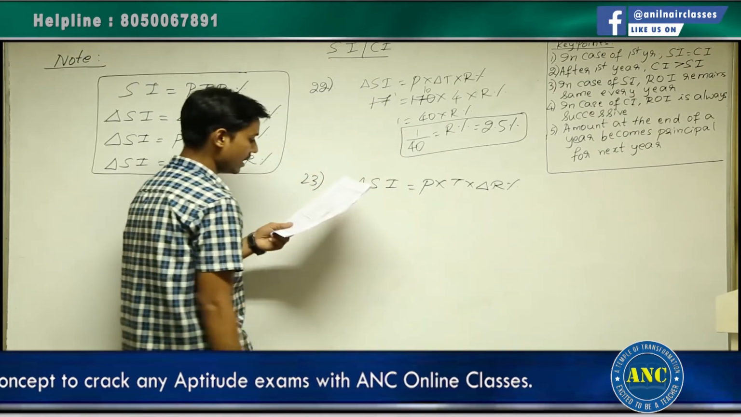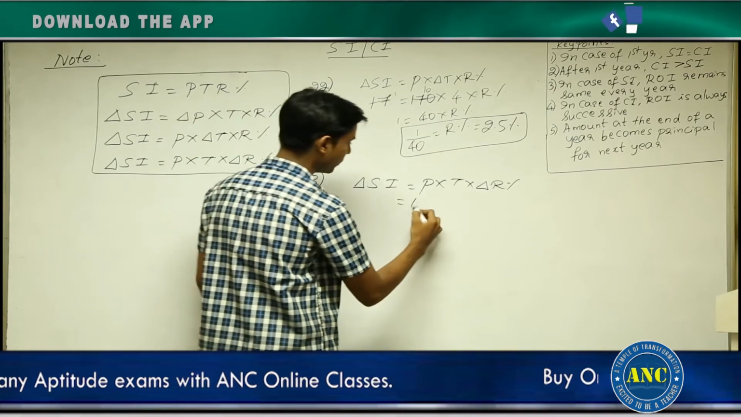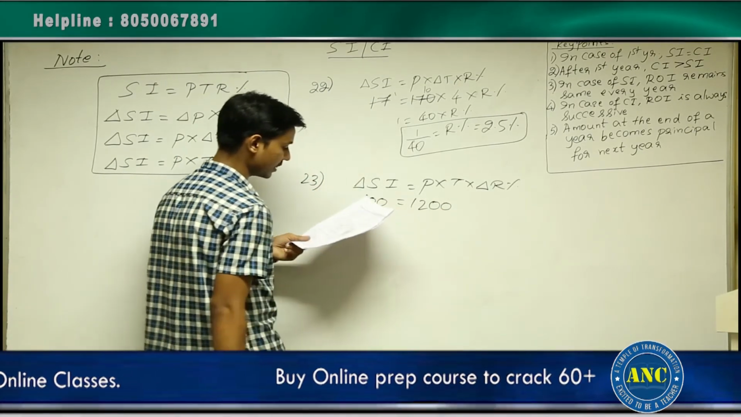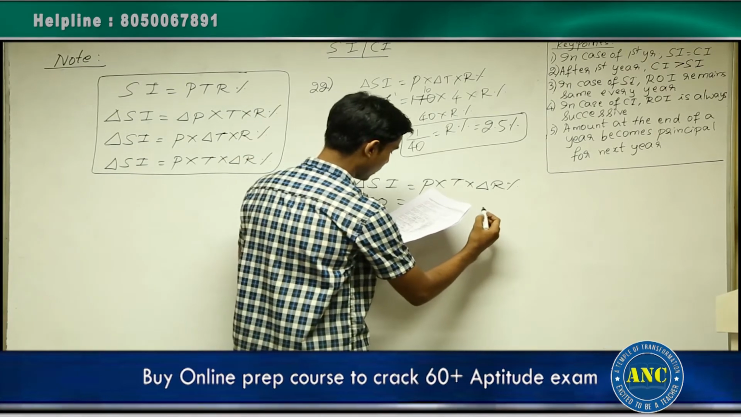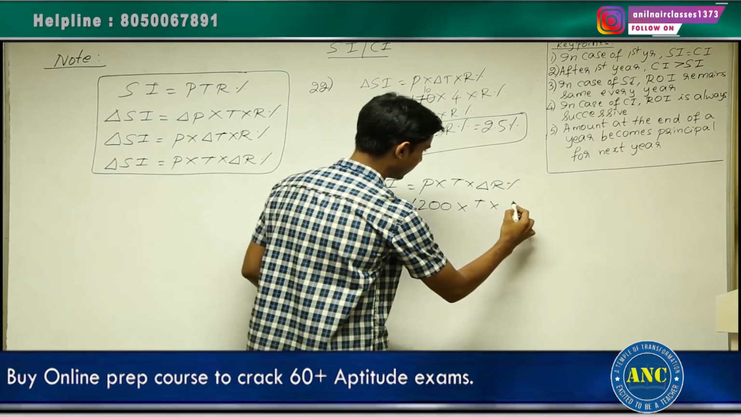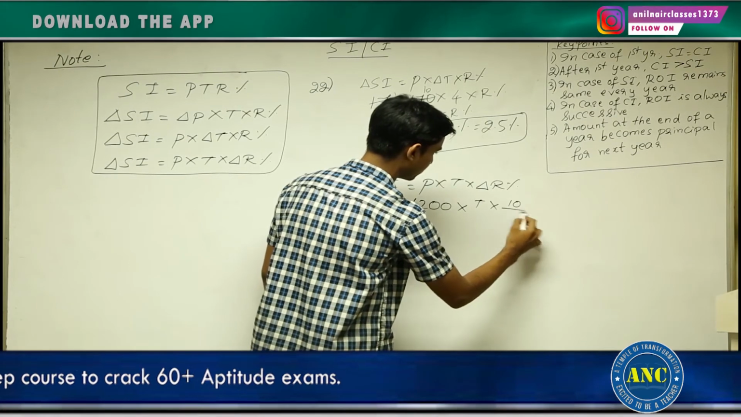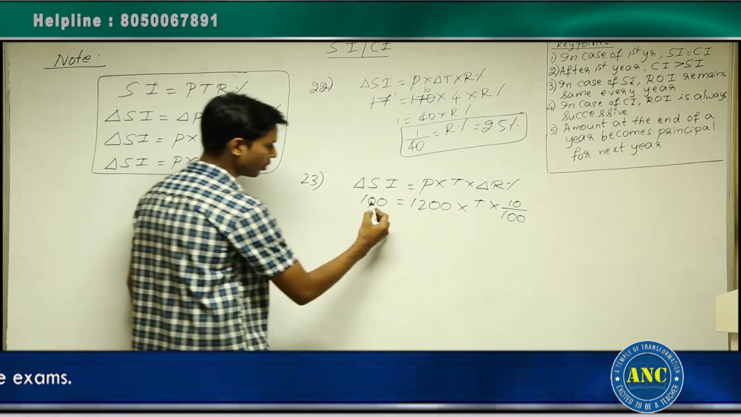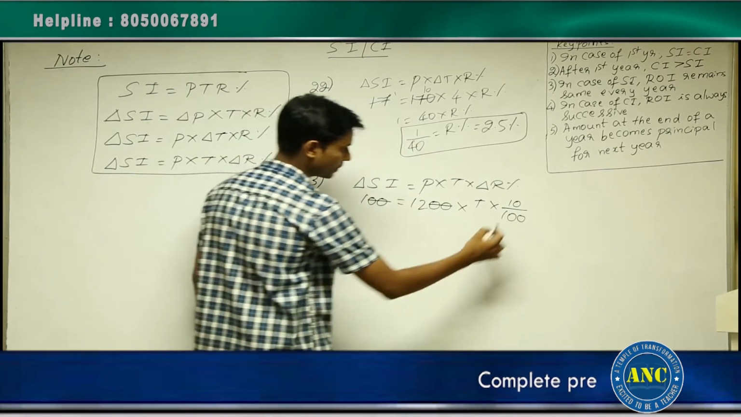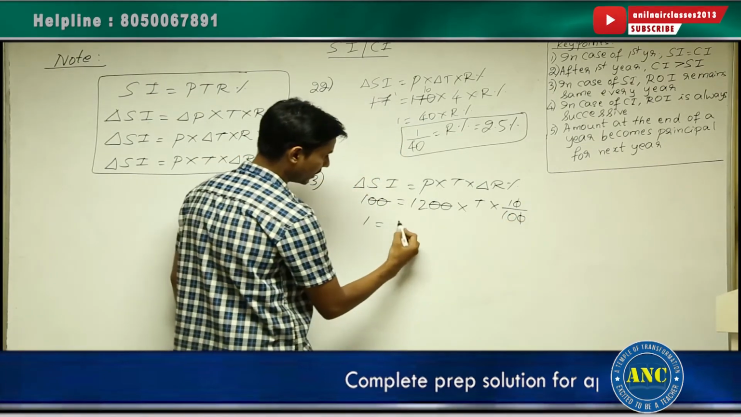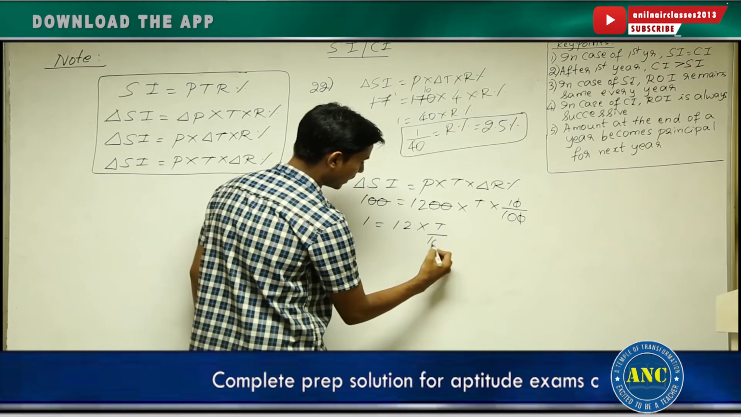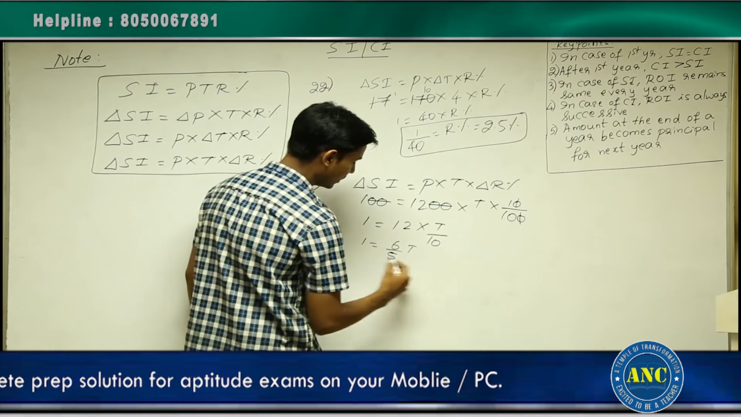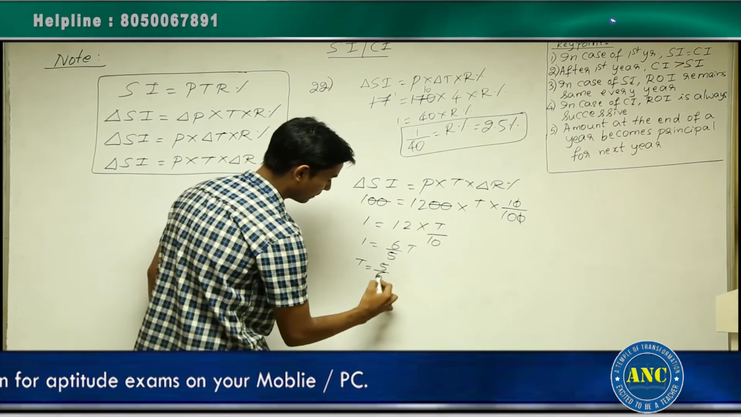A SI on 1200, principal is 1200. Increases by 100, change in simple interest is 100. If the rate of interest increases by 10%, 10% is 10 by 100, or 1 by 10. These two will go off, these two will go off, this will go off. So you are left with 1 is equal to 12 into T by 10. 1 is equal to 6 by 5 into T. T is nothing but 5 by 6 years.